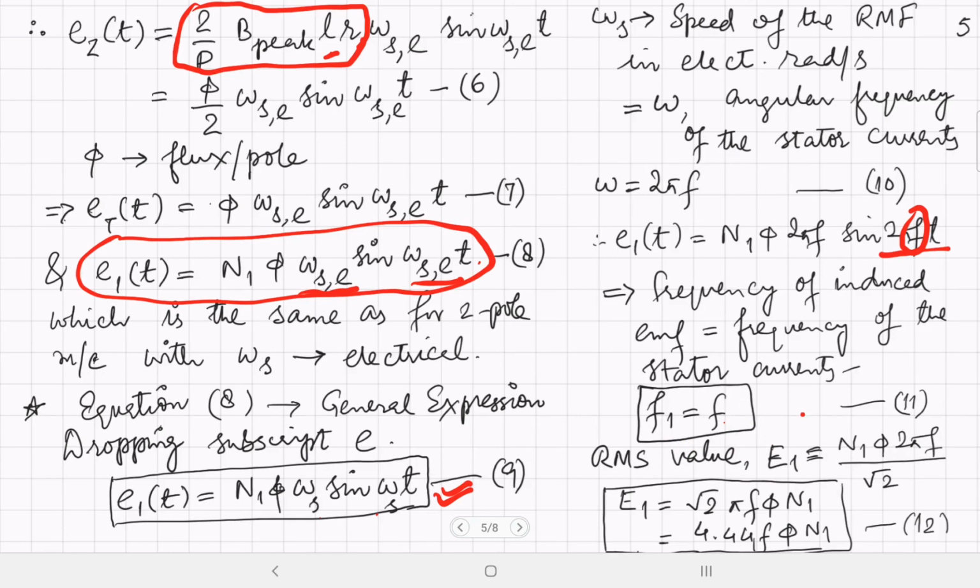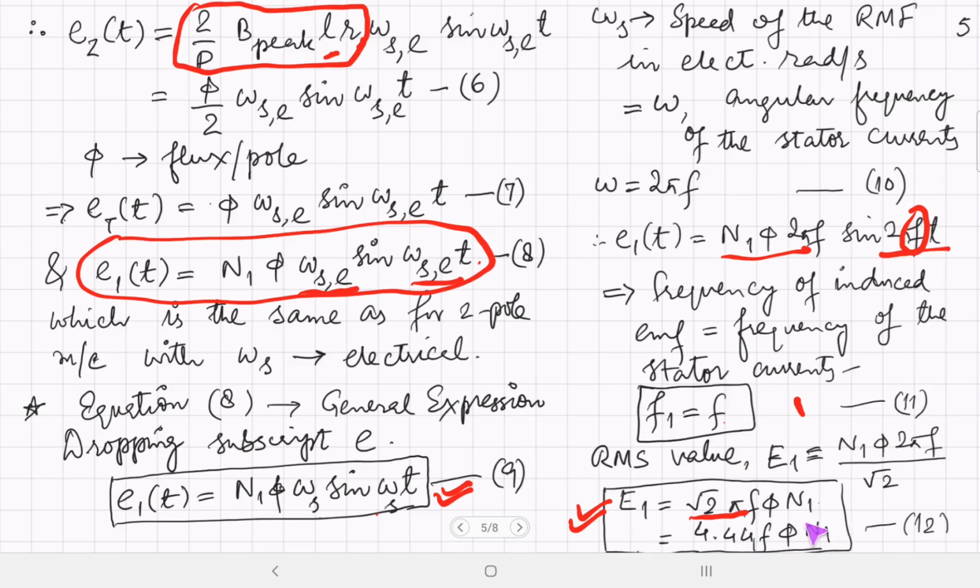Now, the RMS value of this induced EMF will be given by the peak value divided by root 2. So it will be equal to n1 phi into 2 pi f divided by root 2, which can be written as root 2 pi f phi n1. And we know that this comes out to be equal to 4.44 f phi n1. Therefore the EMF induced per phase is equal to 4.44 f phi n1.